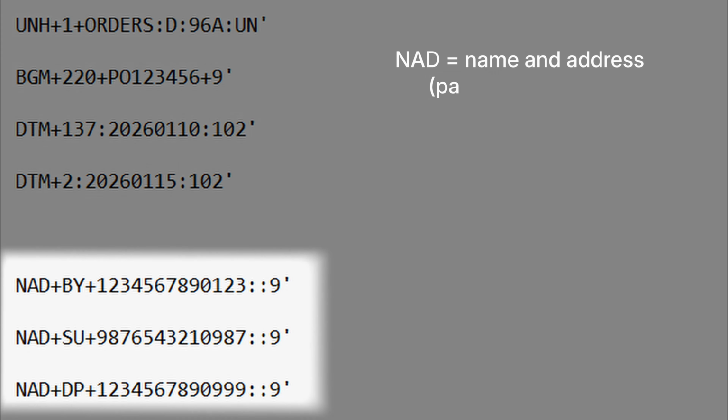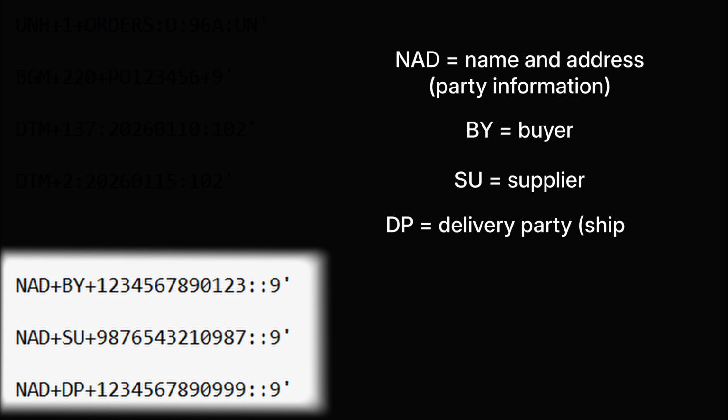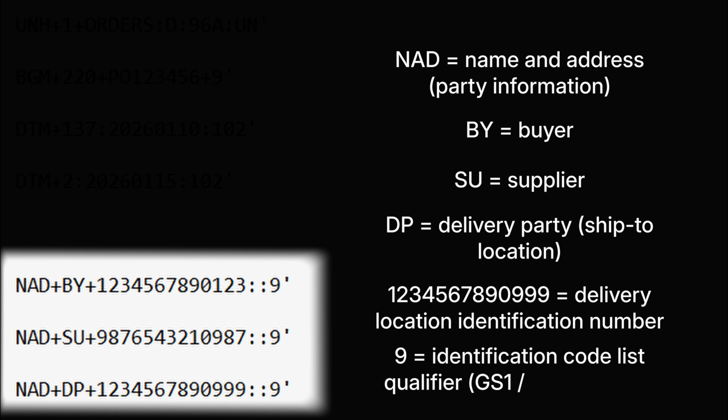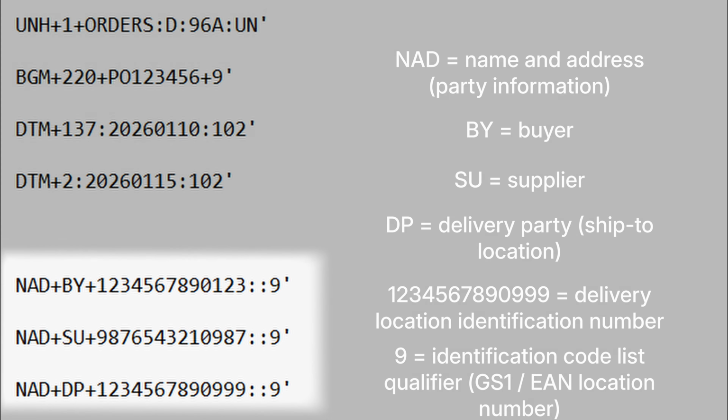The NAD segment identifies business parties. NAD with qualifier BY identifies the buyer. NAD with qualifier SU identifies the supplier. NAD with qualifier DP identifies the delivery party, meaning where the goods should be delivered. The numeric value is typically a GLN or another agreed party identifier. Without correct NAD segments, the order has no business context.